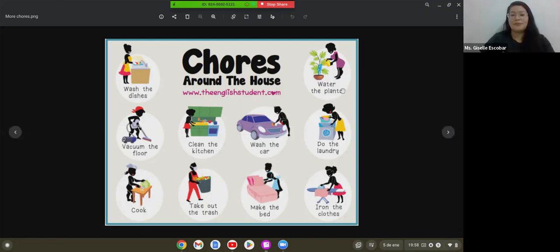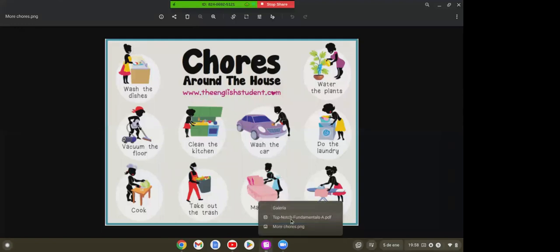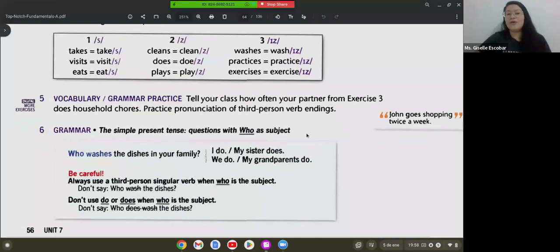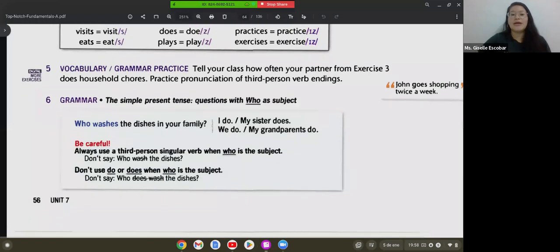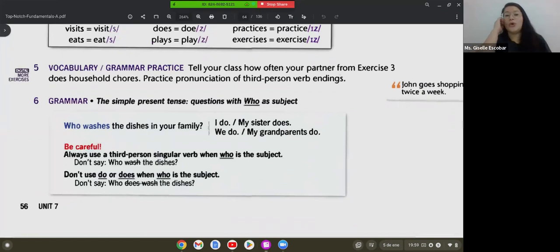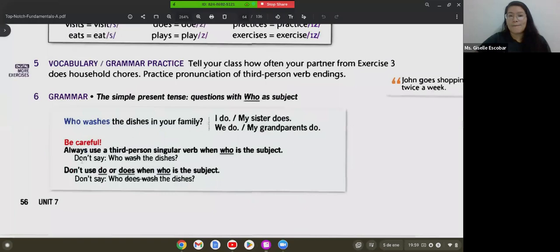Sí. Thank you, teacher. Okay, sure, no problem. So we have another grammar part right here that is always in the simple present tense, and it is questions with who as subject. Estamos utilizando quién como el sujeto. So, in this part, we have one example. It says, who washes the dishes in your family? ¿Quién lava los platos en tu familia? So, who washes the dishes in your family?